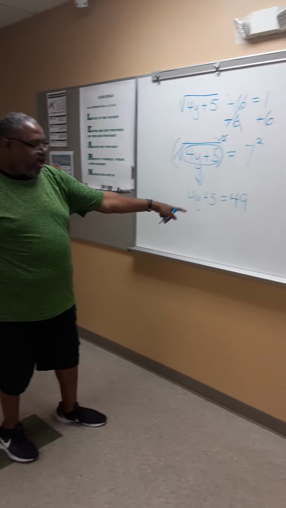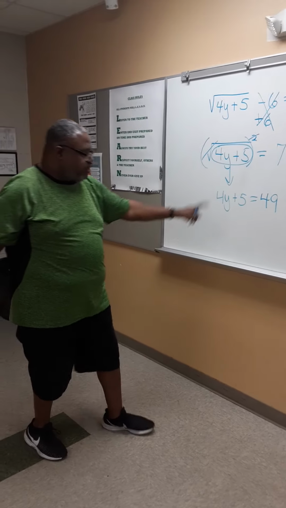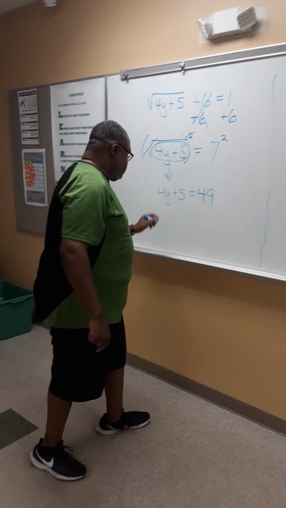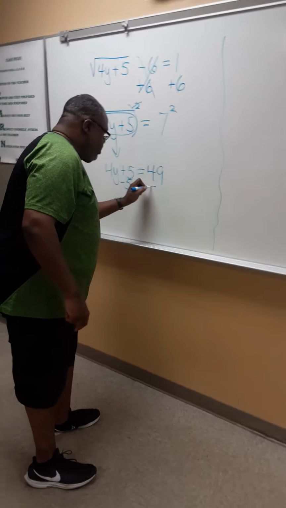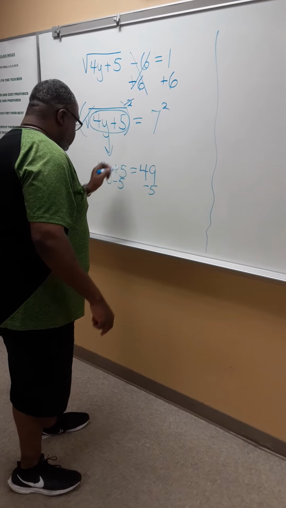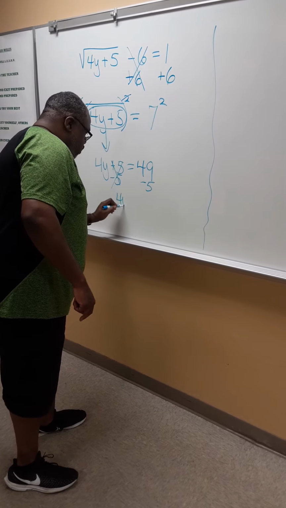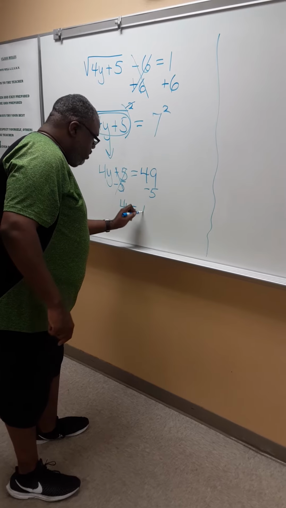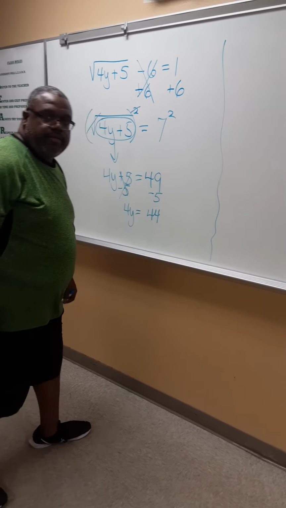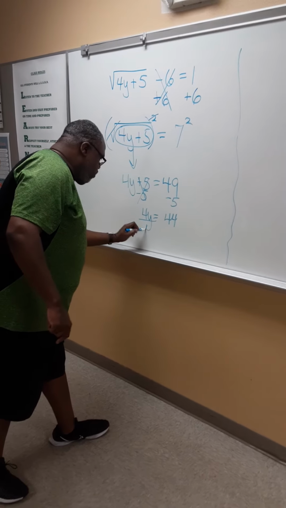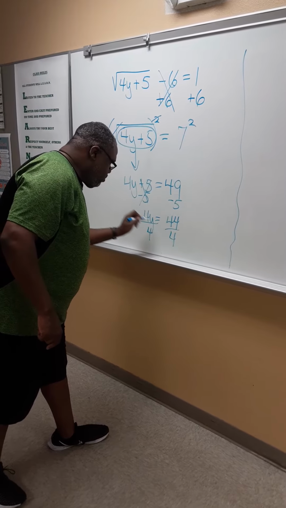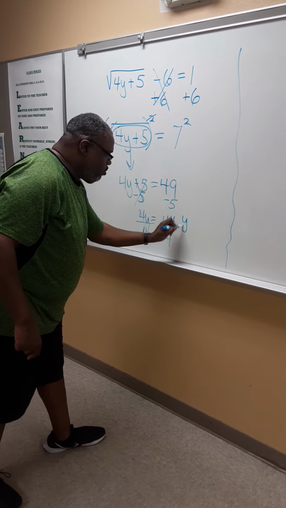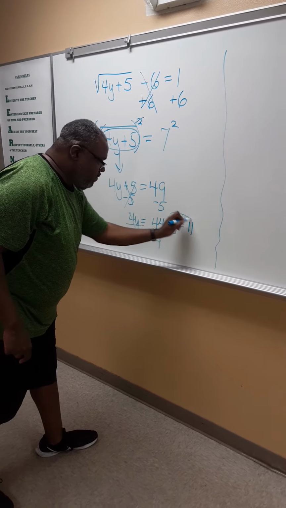Okay? So I want to solve this equation for y, so I'm going to subtract 5 from both sides. I'm going to take 5 out of here, and I'm going to take it out of there. So I'm left with 4y equals 44. Then we divide both sides by 4. So I get y equals 11.